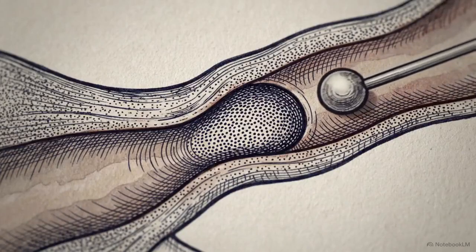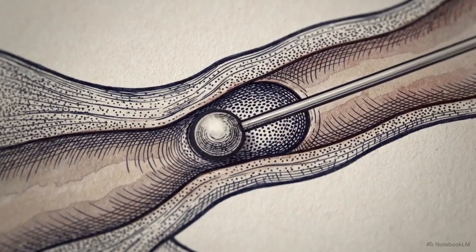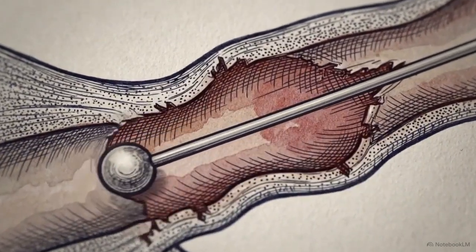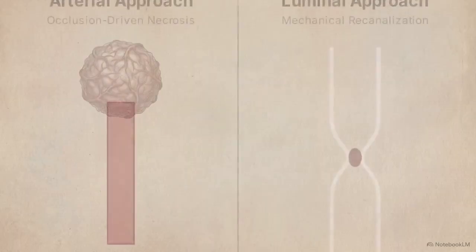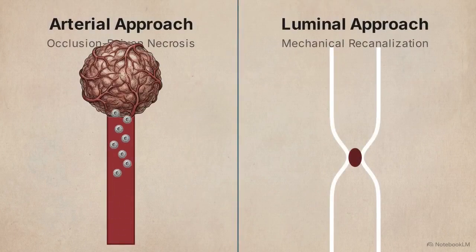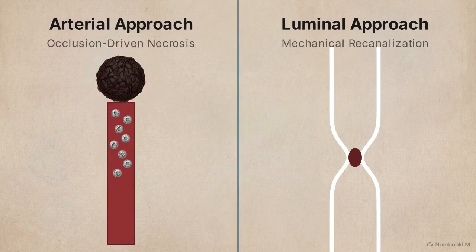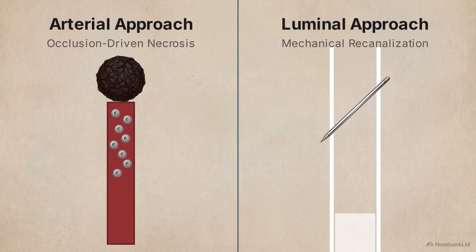Operators forcefully drive a hydrophilic microwire, measuring fractions of a millimeter thick, straight through the structural obstruction to mechanically restore the pathway. Where the arterial approach succeeds by starving a pathway to induce cellular death, the luminal approach succeeds by wedging open a pathway to foster life.